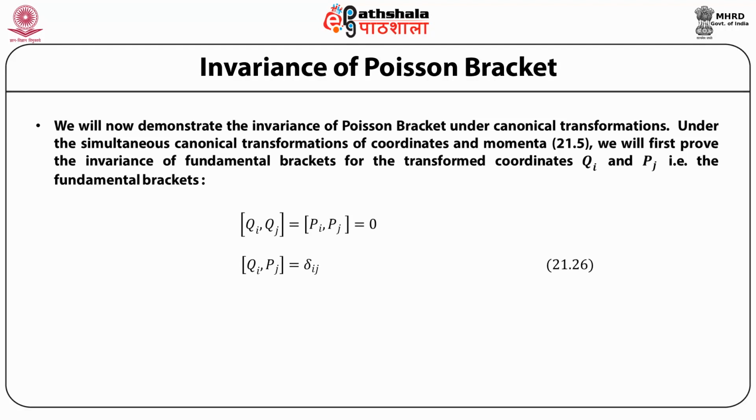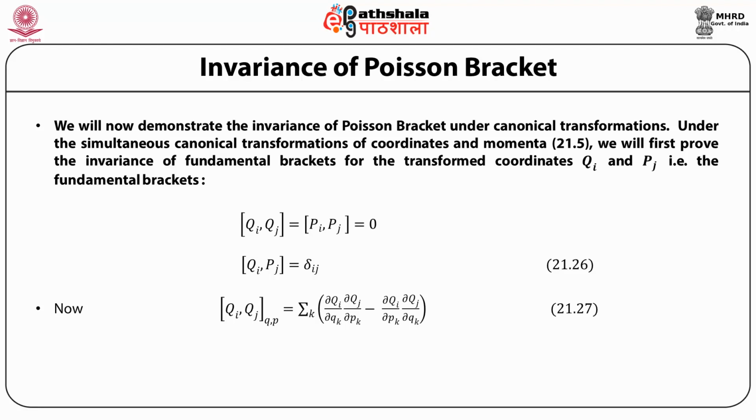We will now demonstrate the invariance of the Poisson bracket under canonical transformations. Under canonical transformations, the Hamiltonian equations keep their form, and we will now demonstrate that under canonical transformations, the Poisson bracket remains invariant. So we will first prove the invariance of the fundamental brackets for the transformed coordinates Q_i and P_j. That is, the fundamental Poisson bracket between the new coordinates [Q_i, Q_j] is equal to the Poisson bracket between the new momenta [P_i, P_j], which is equal to 0, and the Poisson bracket between the new coordinates and their conjugate momenta [Q_i, P_j] is equal to delta_ij.